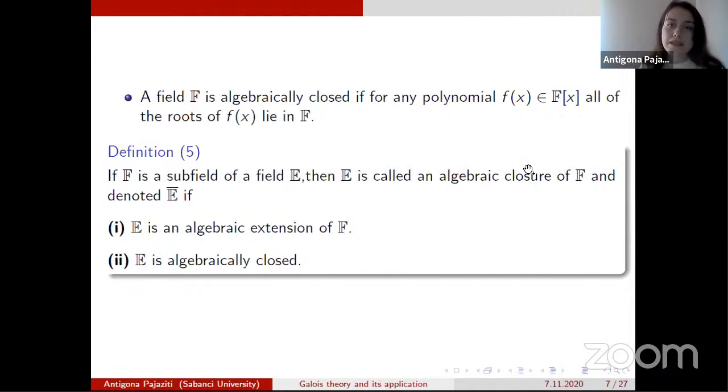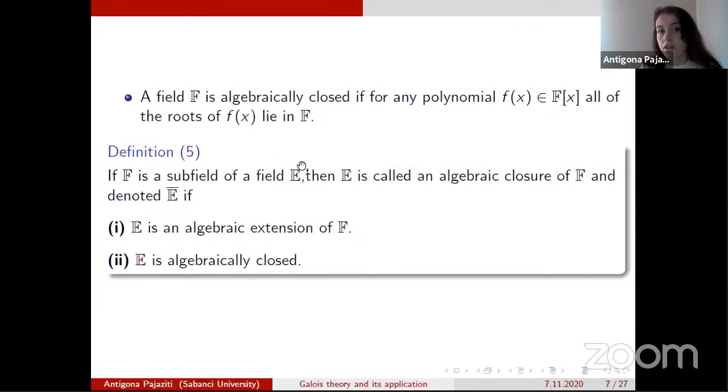Sometimes there are fields that contain all of the roots of the polynomials defined over that field, and such fields are called algebraically closed fields. So a field F is algebraically closed if for any polynomial f(x) in our polynomial ring, all of the roots of f(x) lie in the field F.